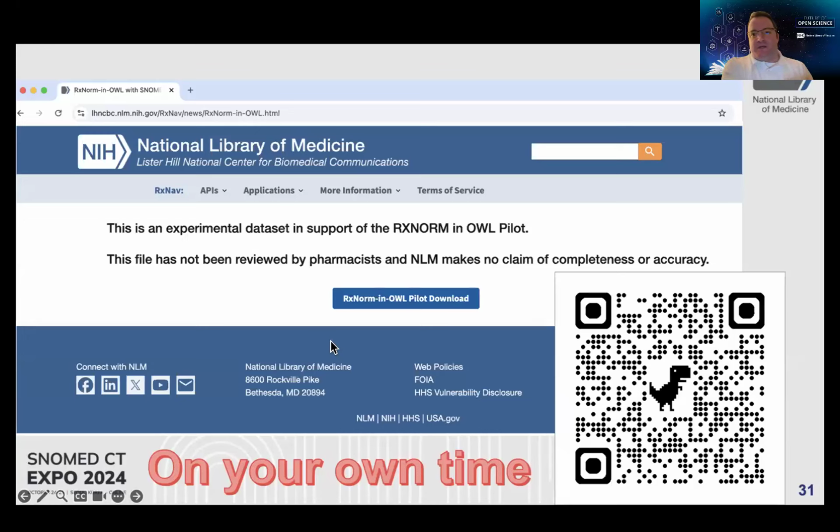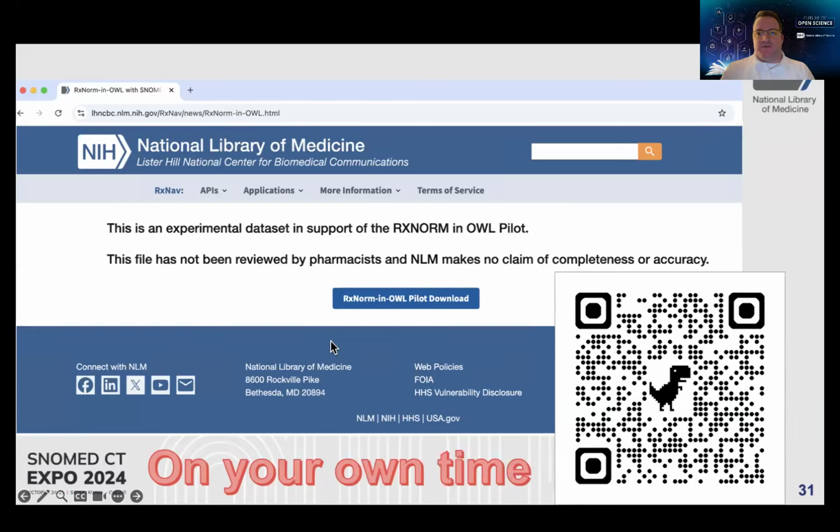Last year, NLM made the RxNorm and OWL pilot a public resource. It contains over 17,000 ingredients and over 17,000 generic clinical drugs. This is exclusive of PACs and branded drug products. They exist in their own namespace. This also includes all RxNorm properties represented as annotations. So you're getting NDCs with start and end dates, for example.